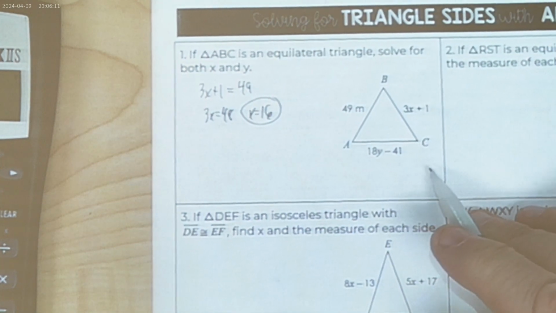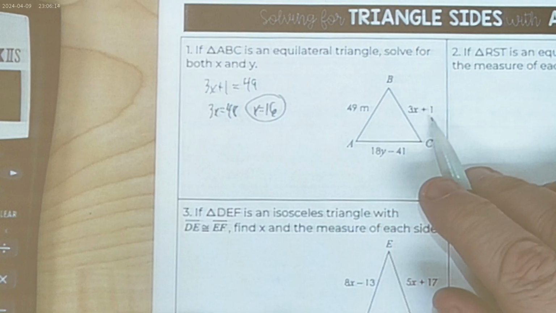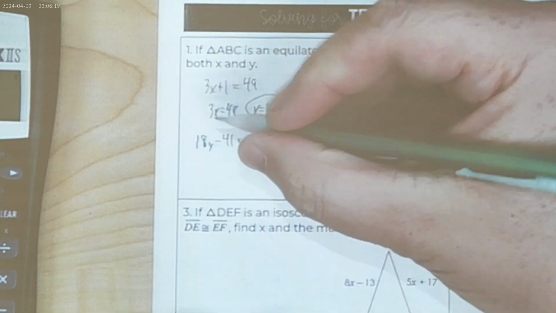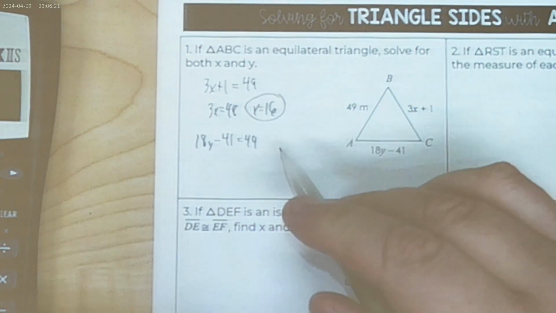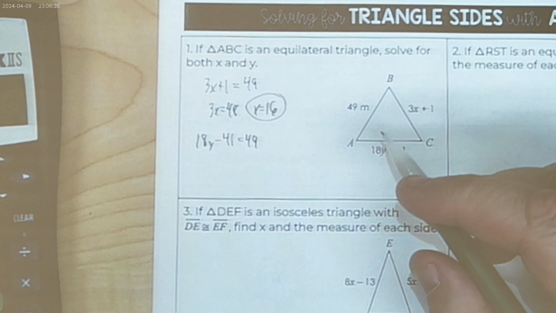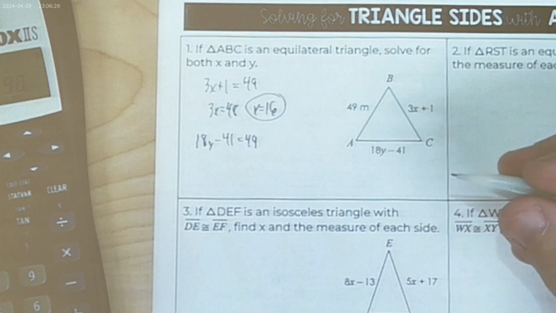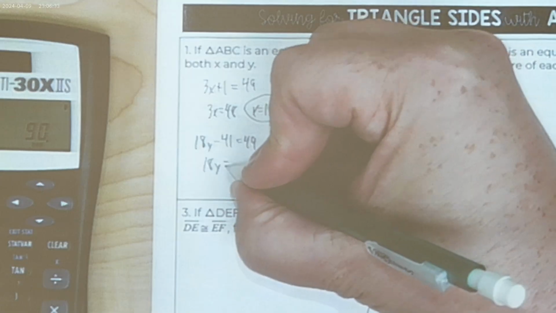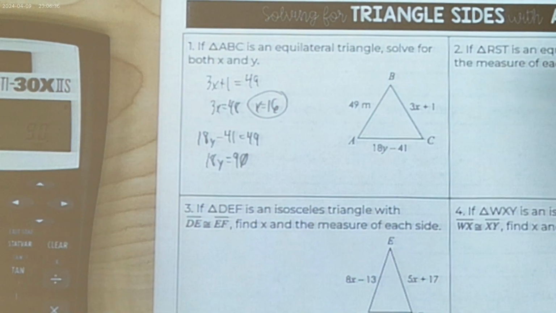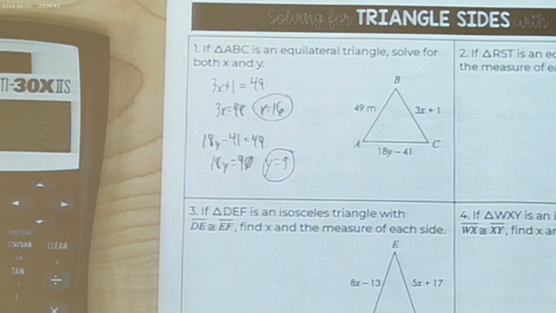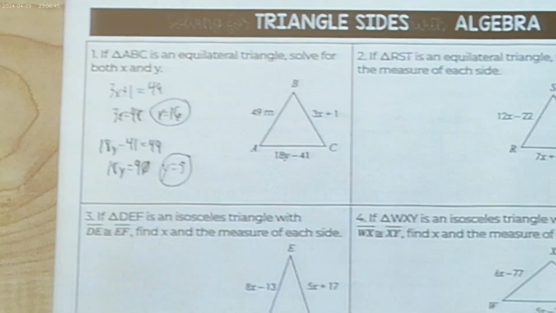And then for y, we'll do the exact same thing. So 18y minus 41 equals 49. And add 41 to both sides, so that gives me 49 plus 41 equals 90. Well, 18y equals 90. I'm pretty sure the answer is going to be 5. Divided by 18. Yep, y equals 5. And there we go. That's the answer to the first one.